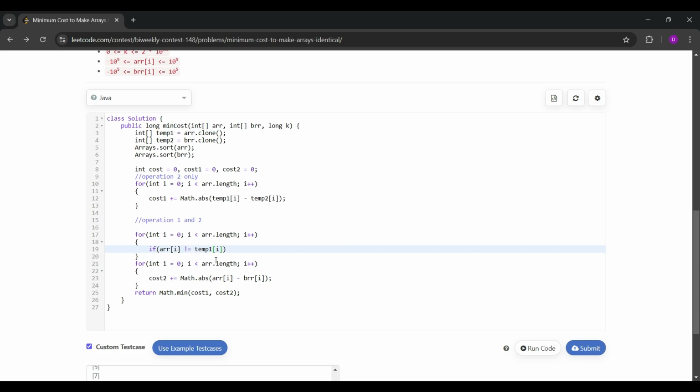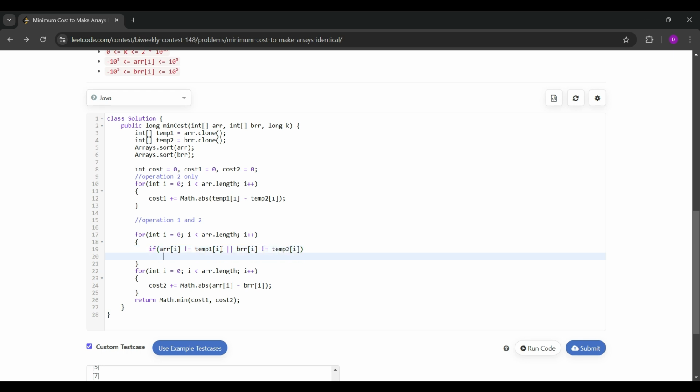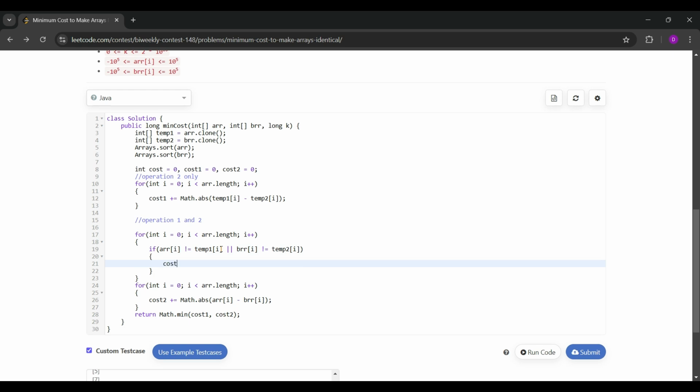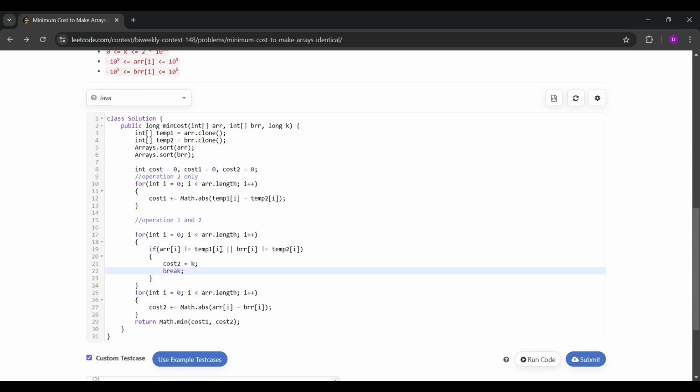Okay, coming back to the coding part, I'll also have to check for the b array. If b array of I is not equal to temp2 of I, then I have to increase cost 2 by k and I'll break. I do not have to check each and every element of the array, because if the position of one element is not the same as the original position, then it is sure that we have rearranged that array, right?